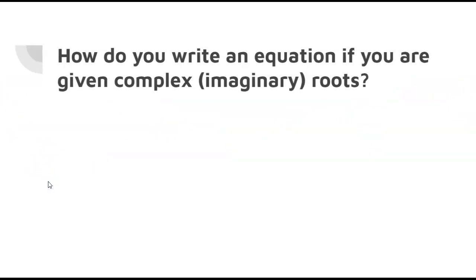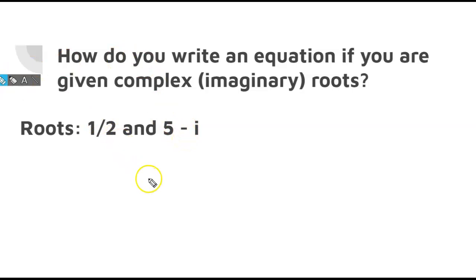So how do you write an equation if you're given complex imaginary roots? And what if our roots are 1/2 and 5 minus i? Okay, so this time I have a fraction, but that's a rational number, so I'm expecting that to be a linear factor. The second root, though, has i in it. And if it's got i in it, I'm expecting it to be imaginary. It's got to have a quadratic factor. It also means that this should have been plus or minus. So it's 5 plus or minus i.